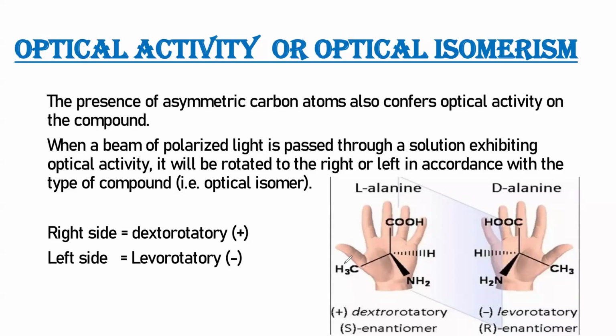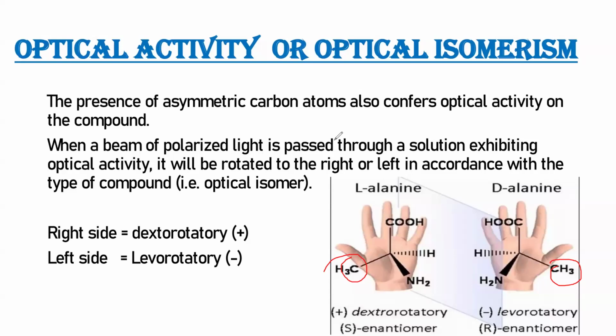So if you look at it, dextrorotatory means those that rotate to the right, and those that rotate to the left are called levorotatory. That is D-alanine, and that is L-alanine. And in terms of the isomer, L-alanine is the S enantiomer, and the D is the R isomer.